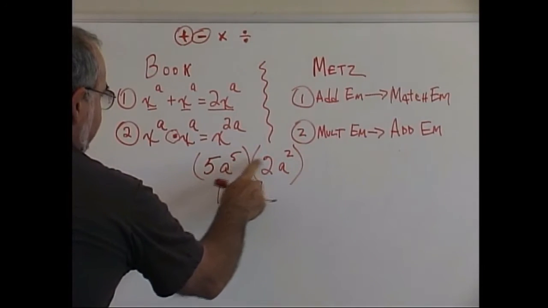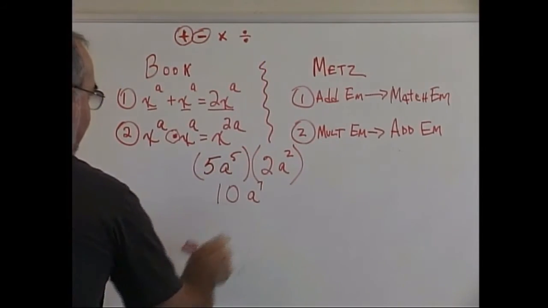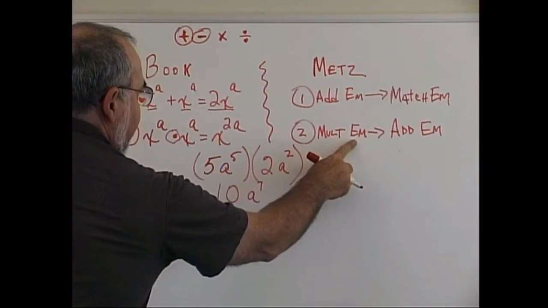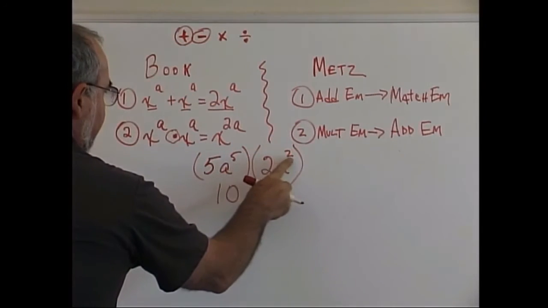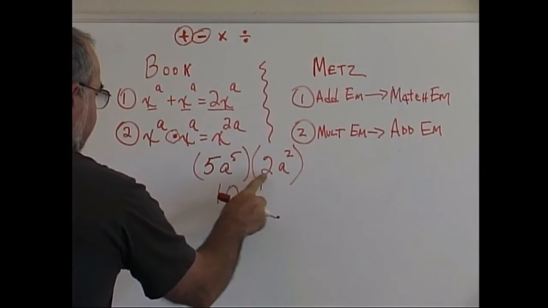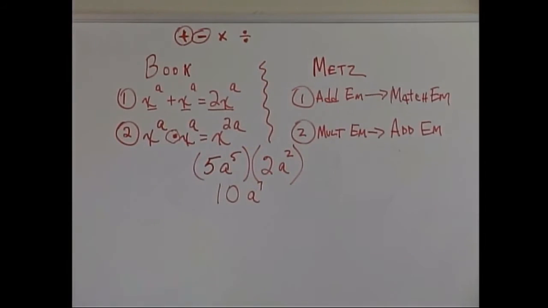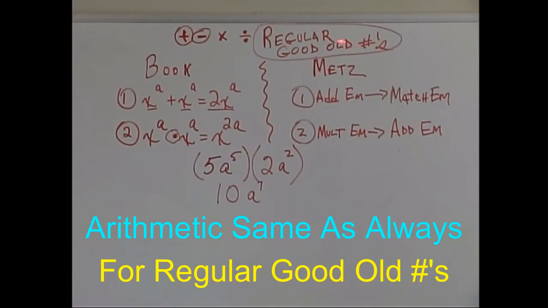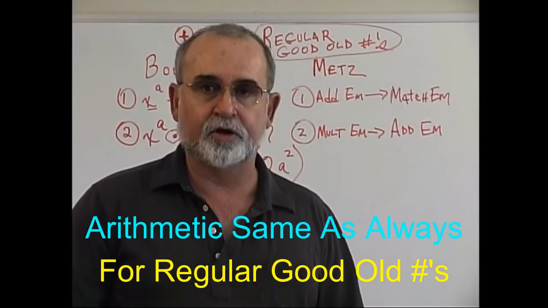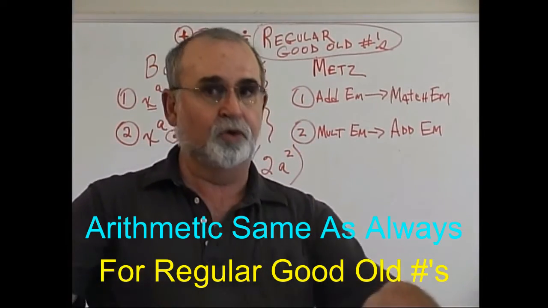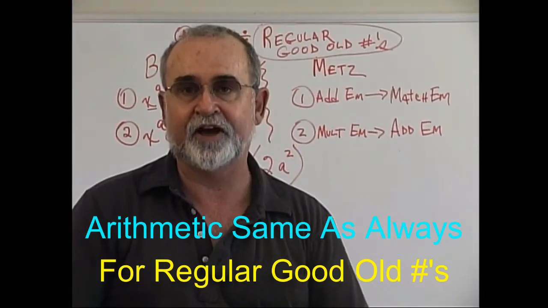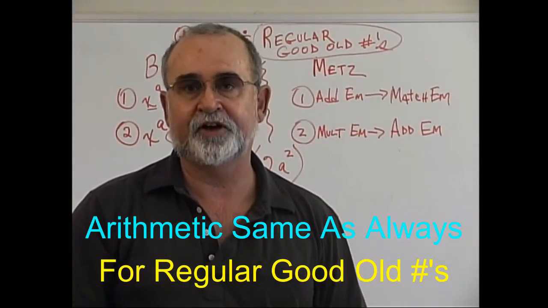Exponents, 5 times 2, we add. Why? Because to multiply them, we add them. This 5 times 2 gives me 7. This 5 times 2 gives me 10. This leads to a phrase I'm going to call regular good old numbers. Now, regular good old numbers, how do you add them? You add them. How do you multiply them? You multiply them. Regular good old numbers, you do what you've always done. You just do what it says. To subtract, you subtract. To divide, you divide. It's the exponents that are different.